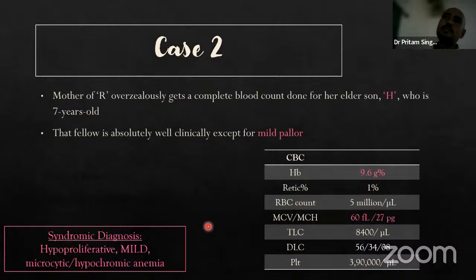Can someone offer some differential? Do you think it is absolutely normal? There is some abnormality. It is not absolutely normal. Hemoglobin 9.6 is indeed a mild anemia. So in this context, with this clinical picture and the hemogram, what is the most consistent or likely differential diagnosis? Can someone offer?